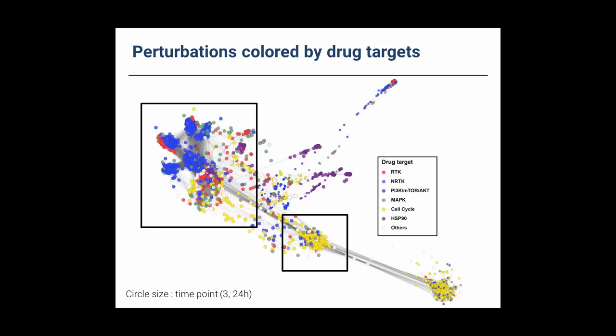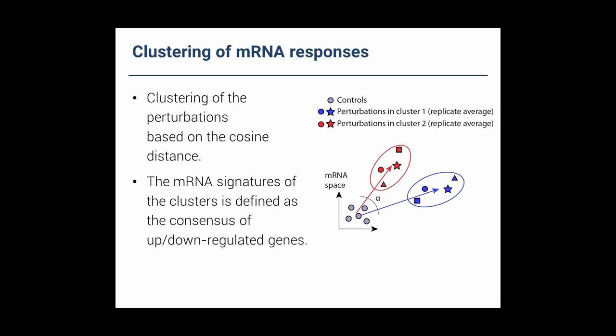So now we use another approach. We basically have a systematic way to cluster those perturbations based on the angle. So just to mention, as we cluster based on the angle, we will not differentiate the amplitude of the perturbation. It's just the identity of the gene and not how strongly they are induced or downregulated.